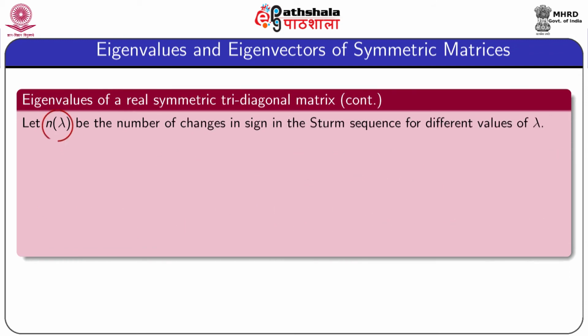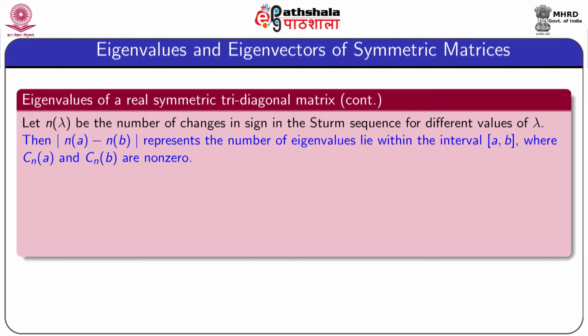Let N(lambda) be the number of changes in sign in the Sturm sequence for different values of lambda. Then the difference of Na and Nb, that means the absolute value of Na minus Nb, represents the number of eigenvalues or number of roots that lie within the interval (a, b), where Cn(a) and Cn(b) are non-zero. That means the characteristic polynomial values Cn(a) and Cn(b) are non-zero.